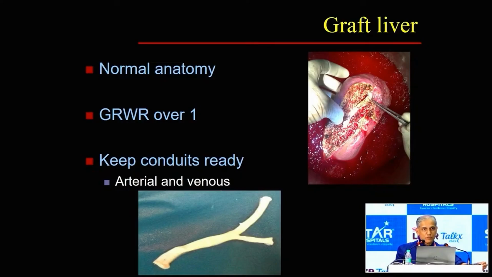Same with the hepatic artery. We don't want 2 hepatic arteries. Ideally another single duct, because biliary complications are much more common, as we know, when we have multiple ducts. And always keep conduits ready, arterial and venous.